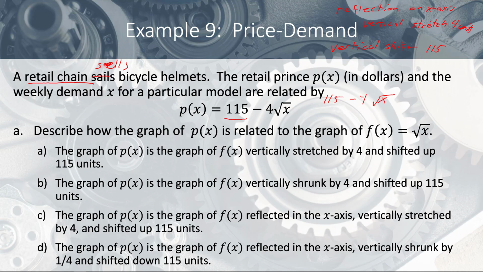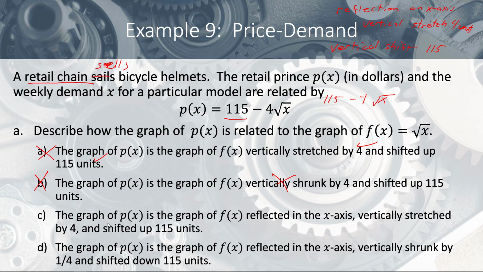Okay, so let's take a look at A. The graph of p of x is the graph of f of x, which is vertically stretched by 4. That is true. Okay, so that's good. It is shifted up by 115, but it says nothing about it being reflected across the x-axis, so this is off. Now B: the graph of p of x is the graph of f of x, which is vertically shrunk by a factor of 4. That's not true. It's vertically stretched by a factor of 4, so this is wrong. And it is shifted up by 115, but once again doesn't say anything about reflection, so this is off.